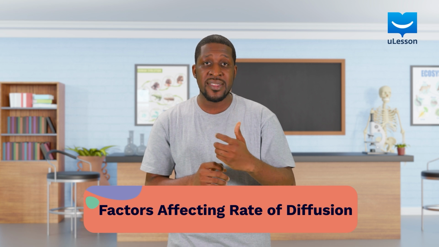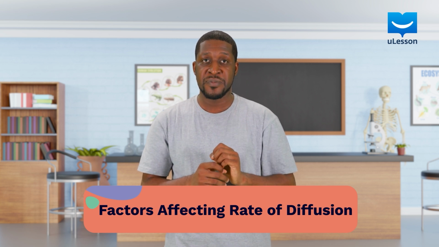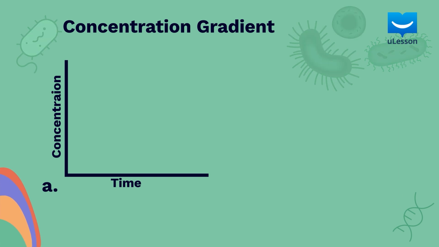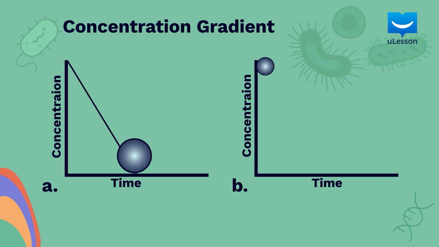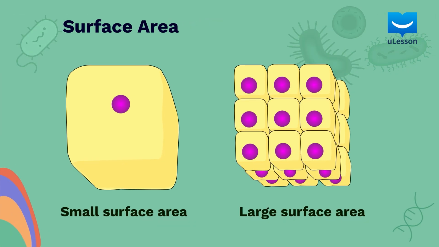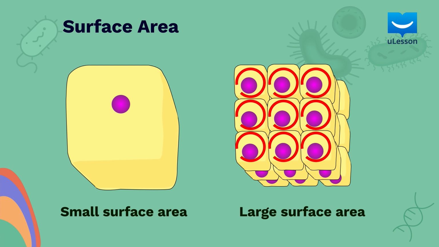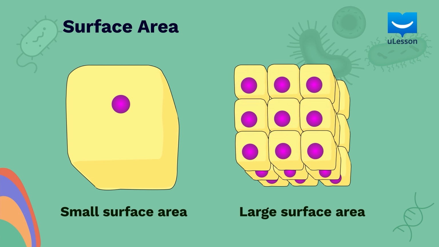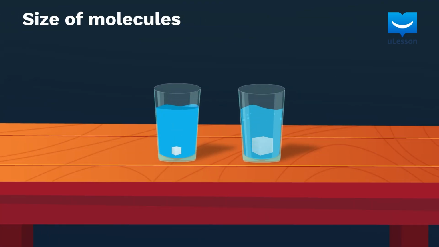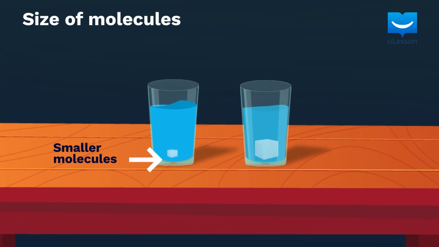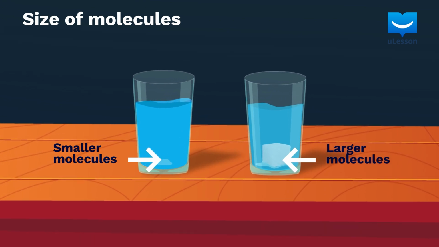Now, it is important to know that there are factors that affect the rate of diffusion, so let us look at some of them. We begin with the concentration gradient. The greater the concentration gradient or difference is, the faster the diffusion, and the smaller the concentration difference, the slower the diffusion. Surface area is another factor that affects the rate of diffusion. The larger the surface area, the faster the diffusion, and vice versa. Another important factor is the size of the molecule or ion. Smaller molecules diffuse faster than larger molecules.